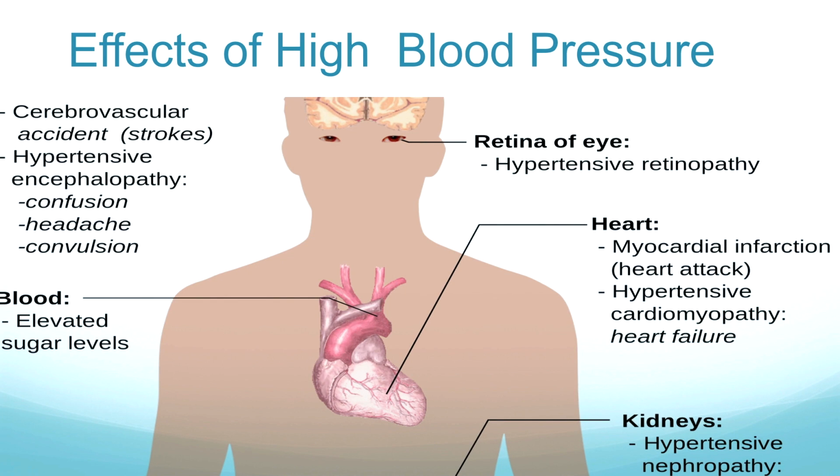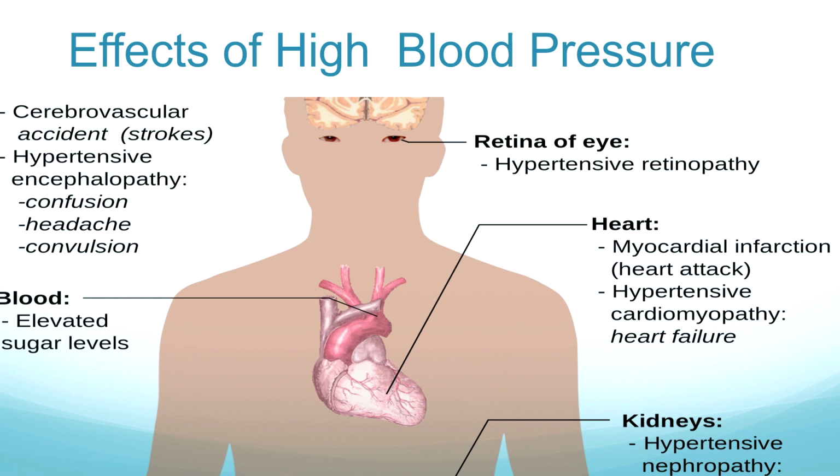So let's look at some of the effects of high blood pressure. Unfortunately, high blood pressure has a lot of effects in the body. And many times those effects happen to people over time, over the years. You may not have it right away, but if your blood pressure is high consistently over a long time, you're going to have some of those effects. It affects multiple areas of the body, multiple organs.